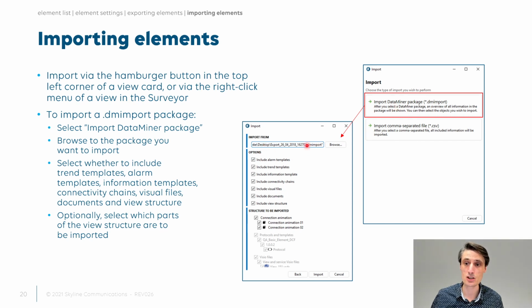You select the package, you browse, you select it from your desktop, for instance. And again, you have the option to include the alarm templates, trend templates, all the different possible things are again available. So maybe it contains the visuals, the visual overviews, but I don't want to import them. You can still disable it here while importing. It shows you what is going to be imported. So here again, you can fine tune it, what exactly you want to import. Maybe you want to remove one specific element, and then you click on import and it does the magic.